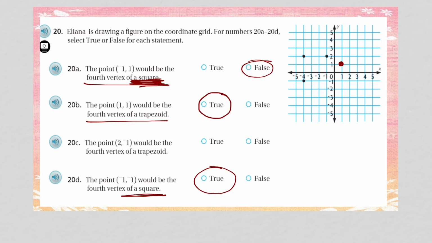And there are not 2 pairs of parallel sides there. So this one is false. Okay, but if we did 2 and -1, look, I have a parallel line here and a parallel line here, so that is a trapezoid.